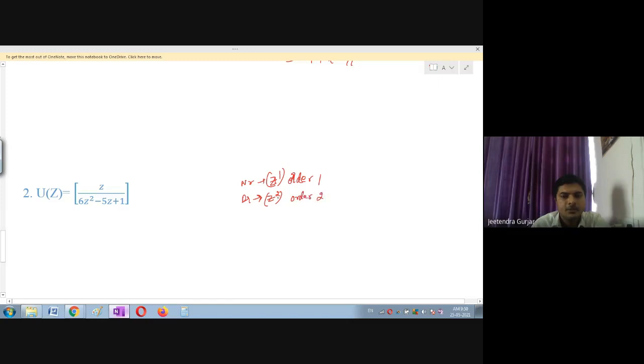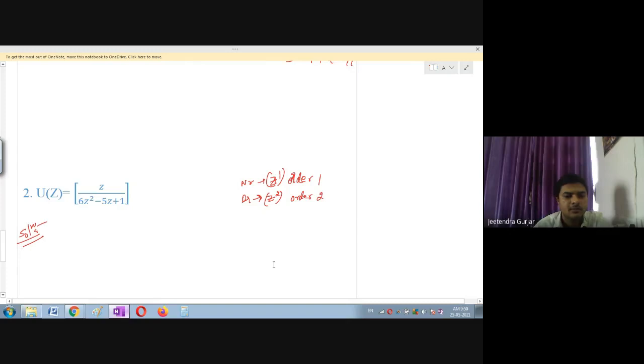Order is 2 because the power is 2 here, students. Okay, now we will use the partial fraction, students. Okay, so you can simplify.